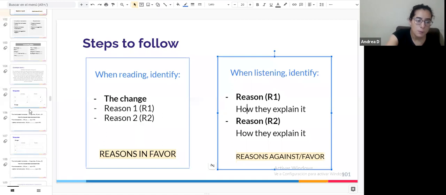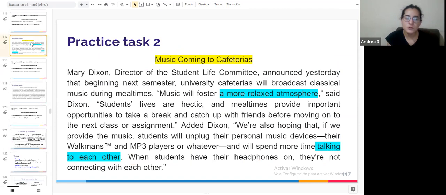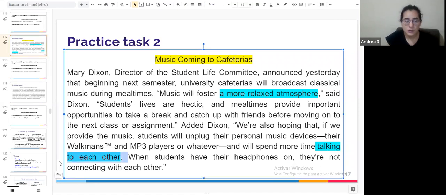And these reasons, depending on what you have, the most common type of structure is where the student is against the change. That's the most common thing. So if the student is against, then it's probably going to be the exact opposite. So if the university says, we want to foster a more relaxed atmosphere, the student will say the opposite: we don't want that. If they say we want students to talk to each other, then the student is going to say, we're not going to do this, whatever it is, but it's going to be the opposite.